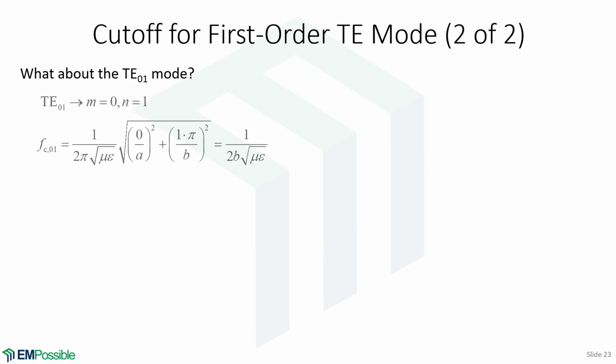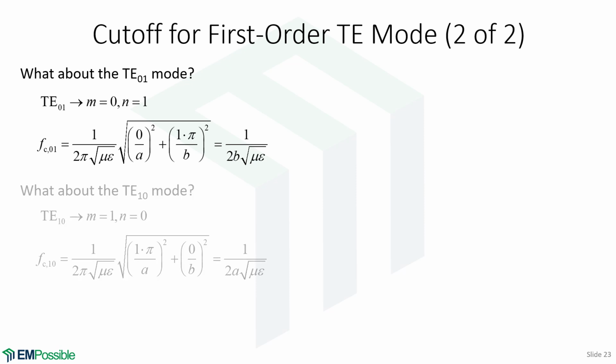What about the TE01 mode? Well, if we plug in 0 for m and 1 for n, we actually get an answer for the cutoff frequency. So this is a physical mode. What about the TE10 mode? So we plug in 1 for m, 0 for n, and we get another cutoff frequency. So this is a physical mode and it exists.